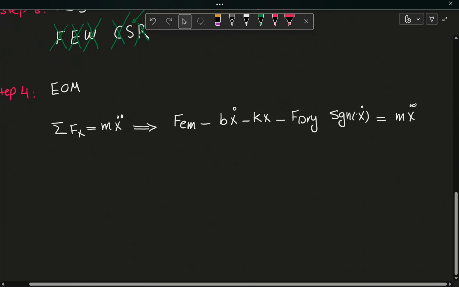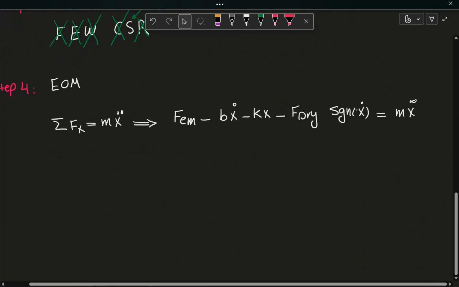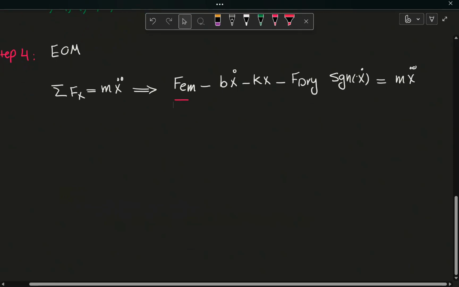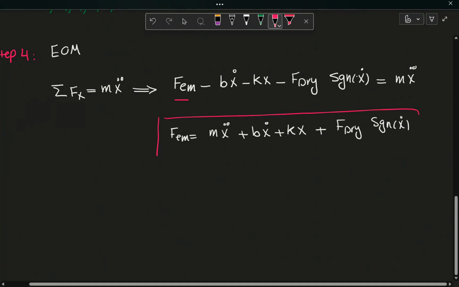Okay. Now, let's do a little bit of cleaning. I'm going to keep the input, which is the F electromagnetic, on one side, and bring all the dynamic terms to the other side. So F electromagnetic equals m x double dot plus b x dot plus k x plus F dry SGN x dot. And you can safely box this equation. This is your final answer.